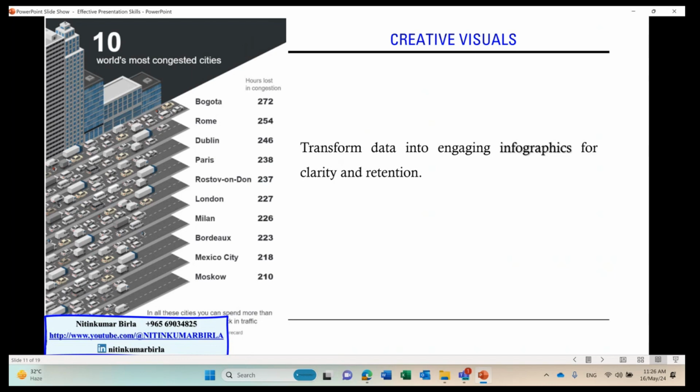For example, 210, 270, 280 like this, correct? But who will remember those numbers? This is giving an idea that one city is having the highest traffic congestion, and that is clearly visible. So that's an idea of infographics.